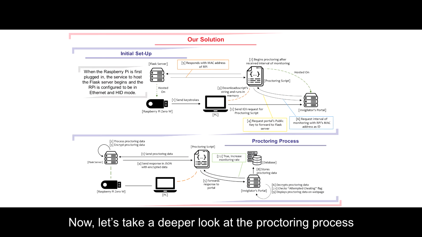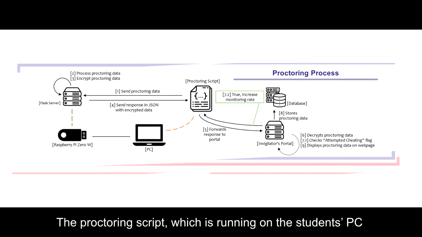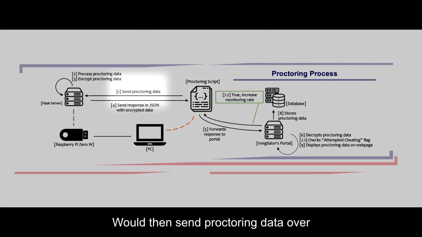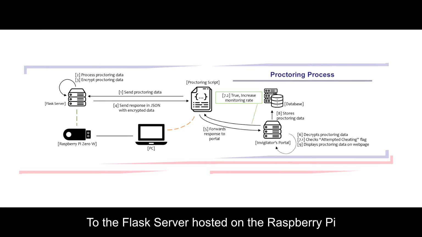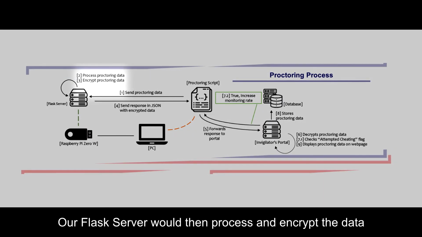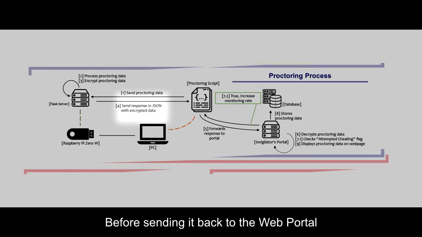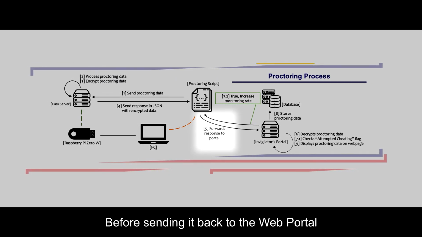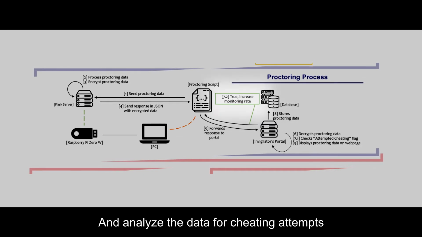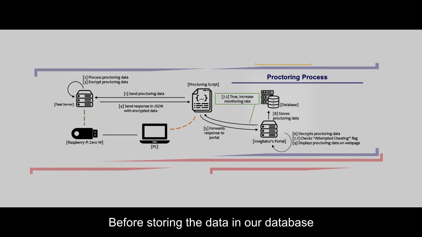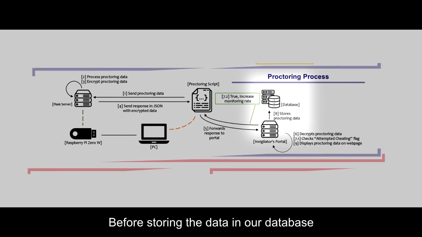Now, let's take a deeper look at the proctoring process. The proctoring script, which is running on the student's PC, would send proctoring data over to the Flask server hosted on the Raspberry Pi. Our Flask server would then process and encrypt the data before sending it back to the web portal. Our web portal would then decrypt the data using our private key and analyze the data for cheating attempts before storing the data in our database.